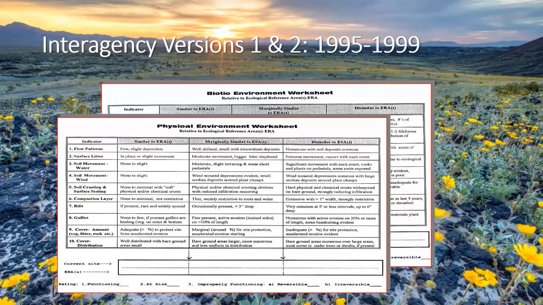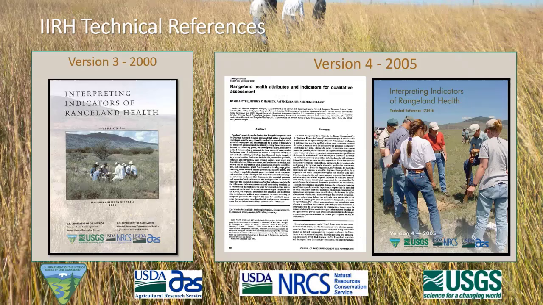So following the NRC report, the NRCS and BLM developed interagency versions 1 and 2 of IIRH. These were a little bit less involved versions than what we have now. These were developed and tested over time during the late 90s, which resulted in the development of version 3, which was published in 2000 as an interagency reference.